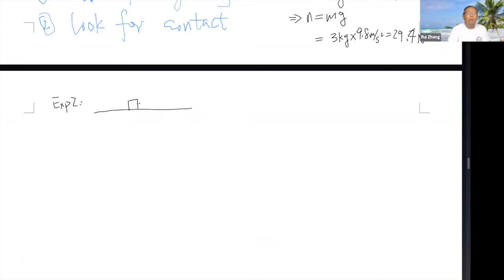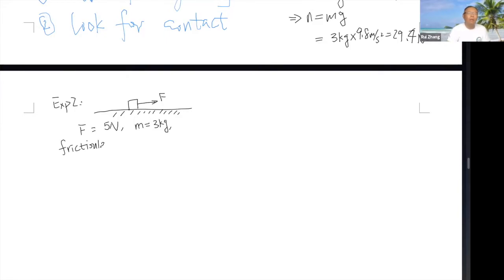So we're gonna start to pull the object. Okay, we'll use a pulling force F. Let's say we know the force. Let's say it's 5 Newton. Now we also say that still the mass is 3 kilogram, just like before. Now for simplicity, we'll say that there's no friction, it's frictionless.